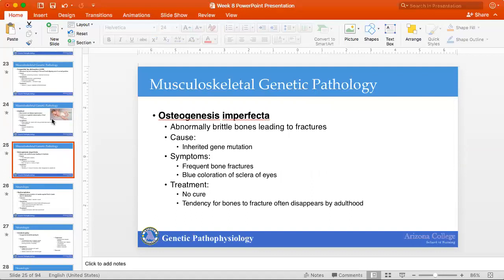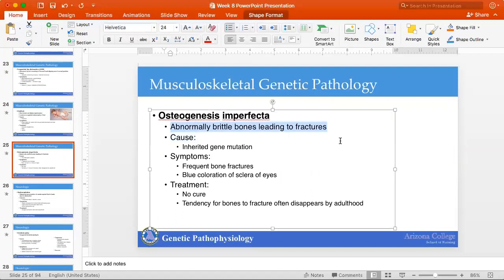Osteogenesis imperfecta. This is abnormally brittle bones leading to fractures. Cause, it's an inherited mutation. Symptoms: frequent bone fractures, blue coloration of the sclera of the eyes. So it's one of these signs that typically the white part of the eye would have a blue coloration to it. Treatment, there's no cure for it. The tendency for bones to fracture often disappears by adulthood.